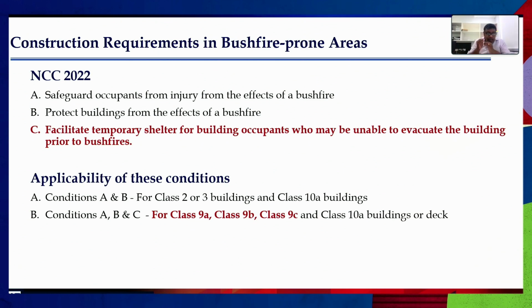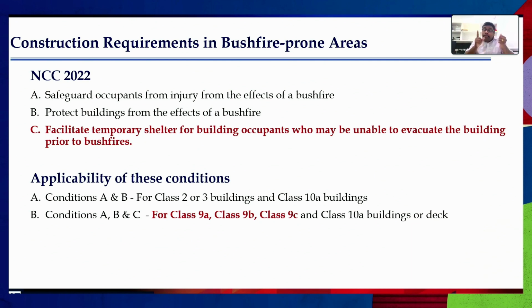So now when you look at the temporary sheltering option for the disabled or unable, the people who can't evacuate, most of the buildings will fall into category 9A, 9B, 9C. That means they have to be designed to withstand the bushfire. So that means the most vulnerable area for bushfire is the external envelope of the building.